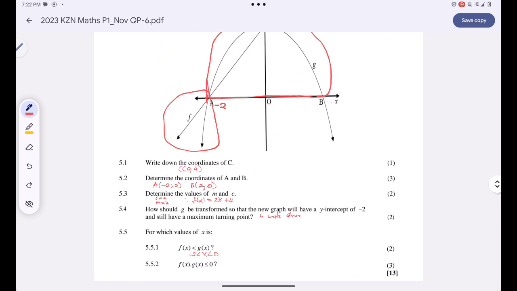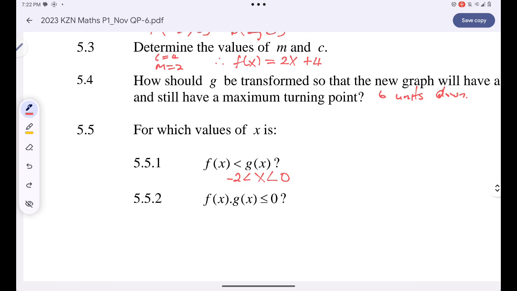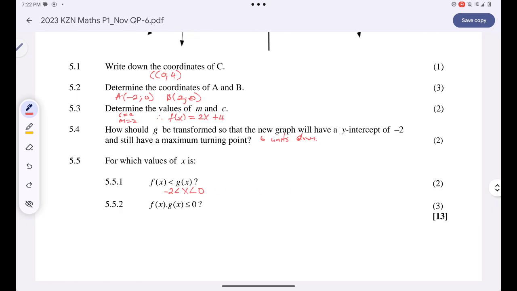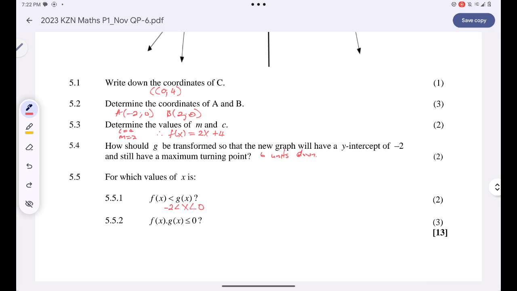Oh, hey guys, excuse me, I was mistaken. The question says f of x multiplied by g of x less than 0. That simply means you are multiplying two things, guys, and you get a negative answer, which simply means that those two things have different signs. Whenever they have different signs, it simply means that you want the values of x whereby one graph is above the x-axis and the other is below the x-axis simultaneously.